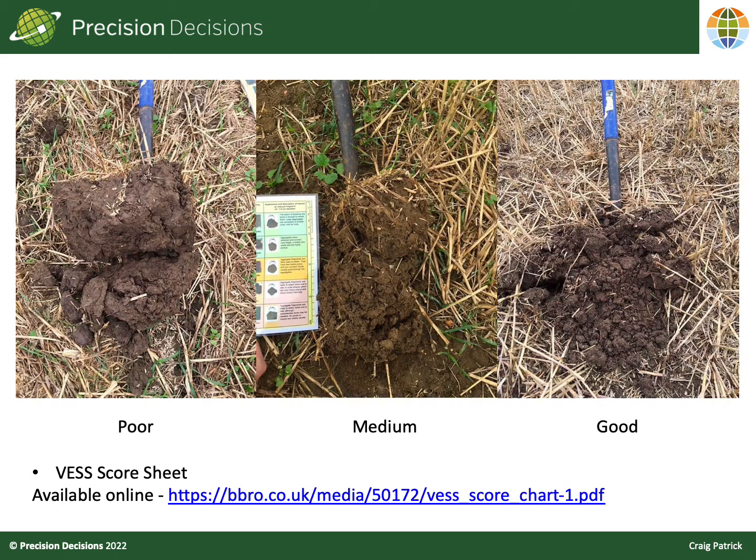Using the VEST method, we were able to identify different grades of soil across the farm. See how some soils were incredibly compact and blocky in structure. This would score poorly on a VEST assessment, whilst other examples present nice, friable soils with good structure.